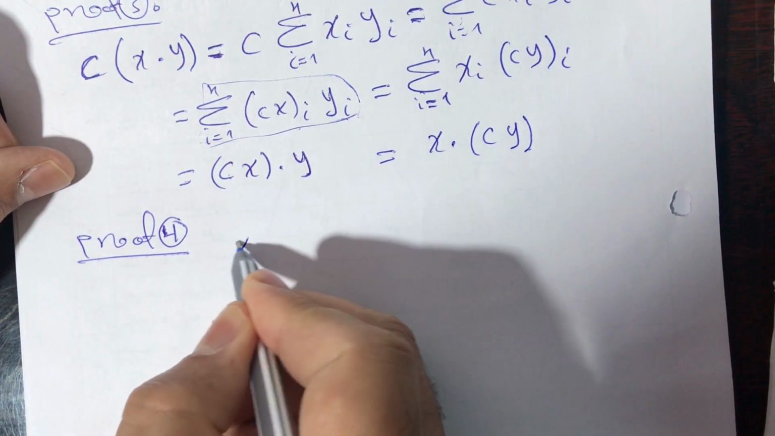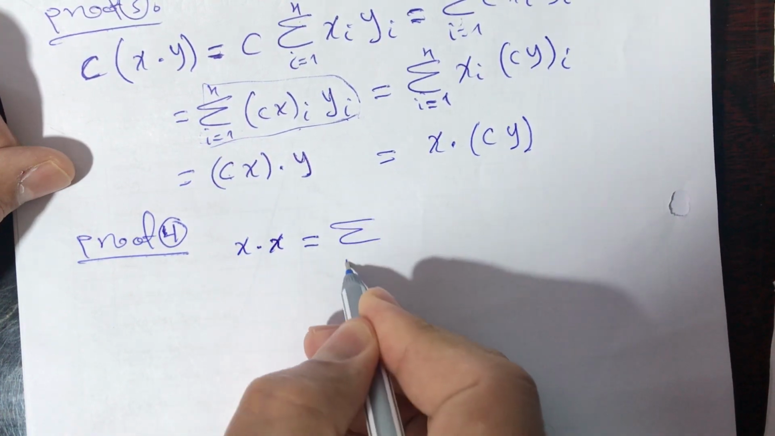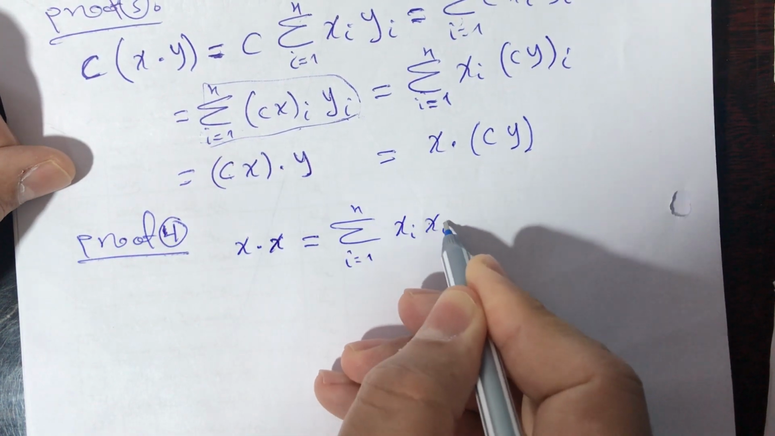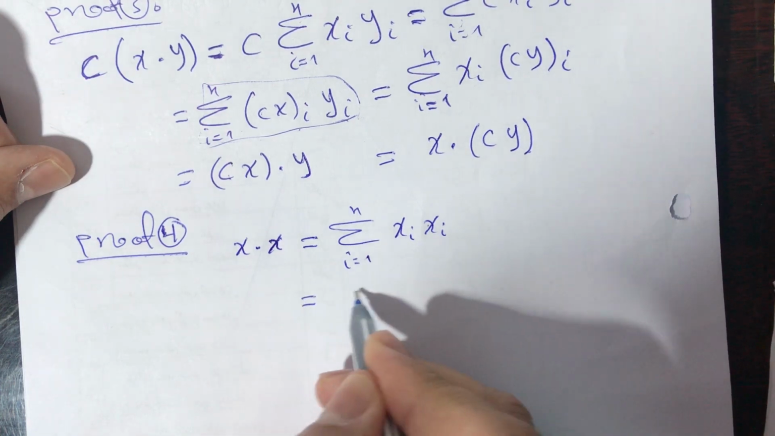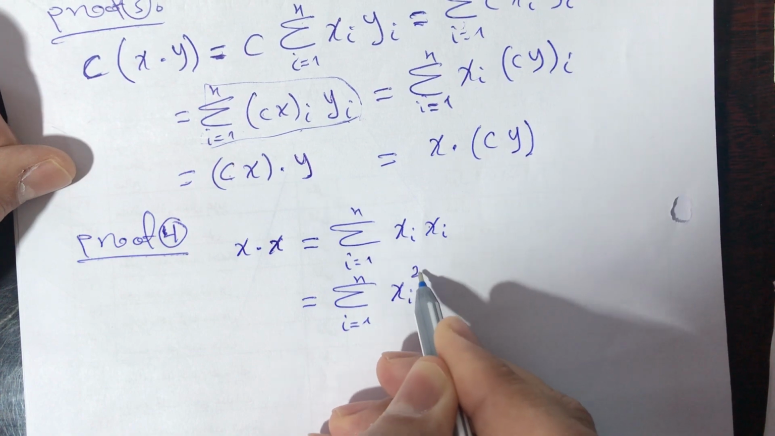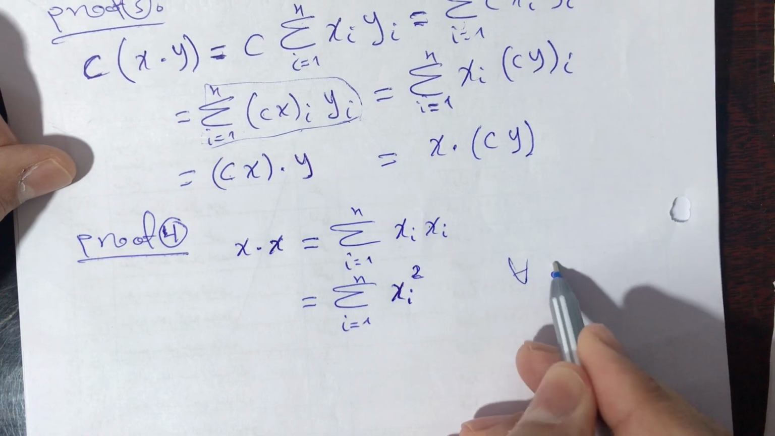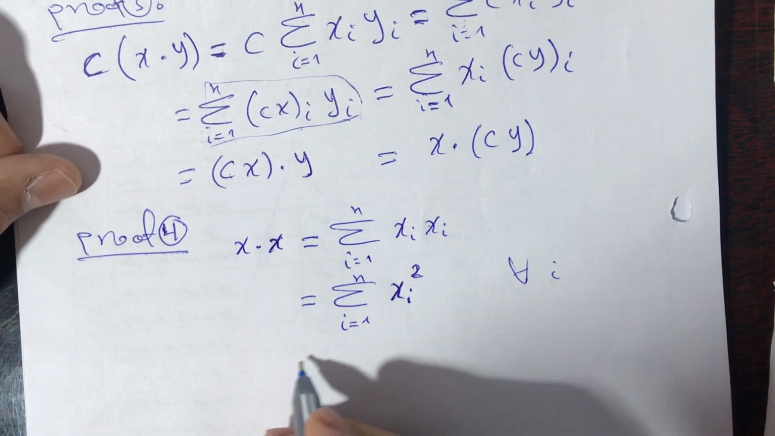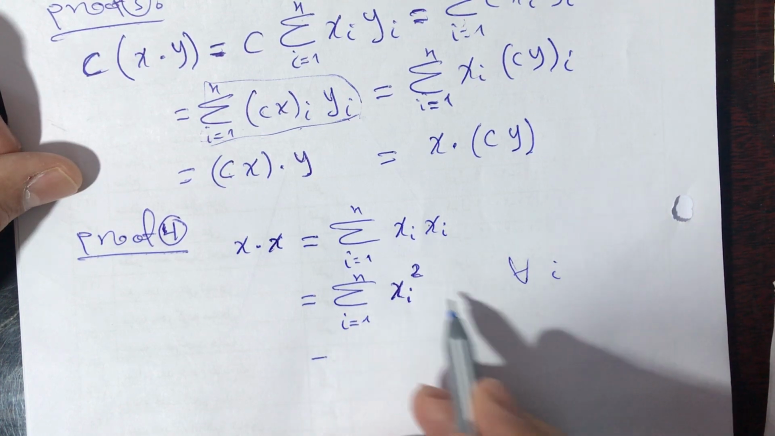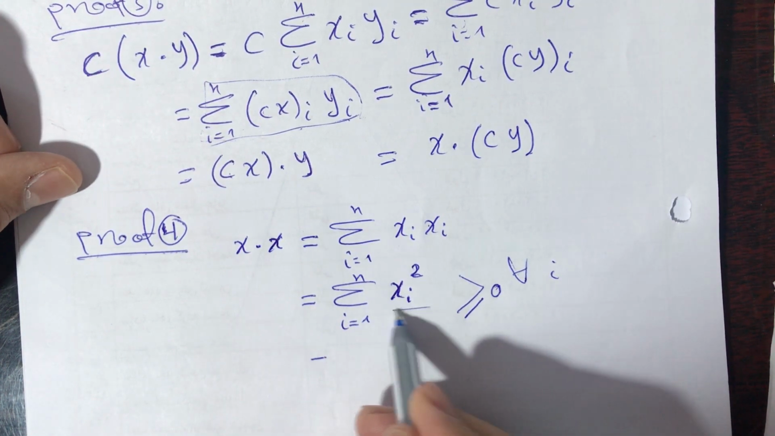x dot x is equal to sigma i equal to 1 to n x_i x_i, and this is equal to sigma i equal 1 to n x_i squared. This is x_i squared because it is the same, and this is for all i. Now this means this is greater than or equal to 0, because this is a square.